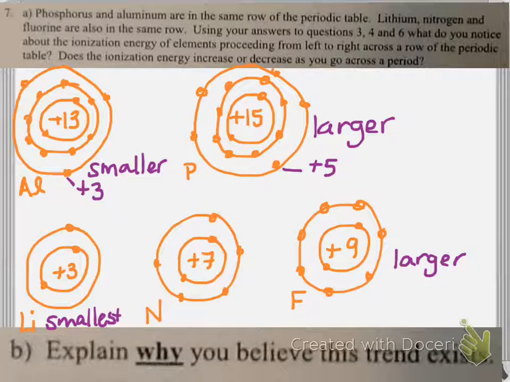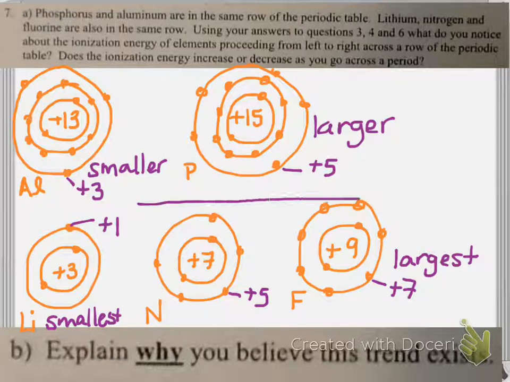So we can say this was the largest of the three. And again, this had to do with the fact that there was a +7 pull here, a +5 pull here, and a +1 pull here. So the question being here, does the ionization energy increase or decrease as you go across a period? As we go from left to right across a period, the ionization energy increases.